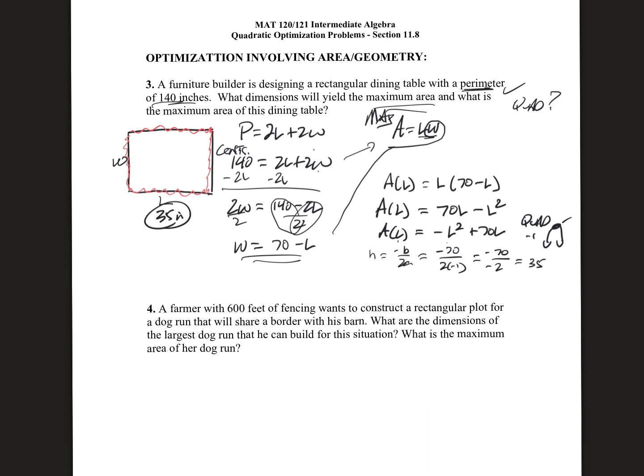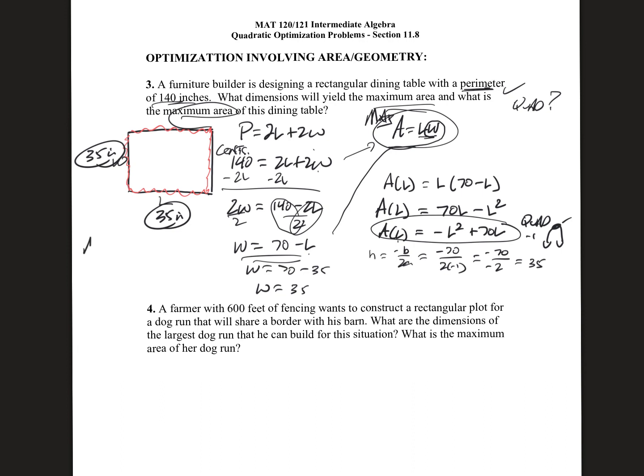What about the width? I'll come back here. We know the width is 70 minus whatever my length is. So the width is also going to be 35 inches. And then last but not least, what is the maximum area? Well, we can do this a couple of ways. We can plug in what we know for my length in this equation, or we can just come up here and use my formula, and I think that might be the easiest.